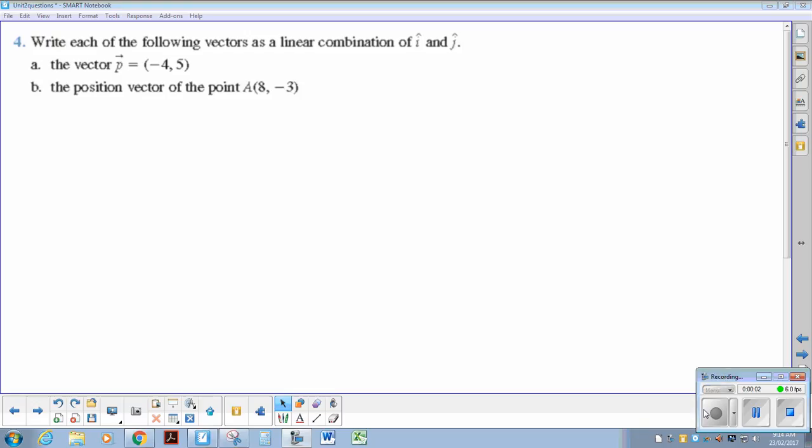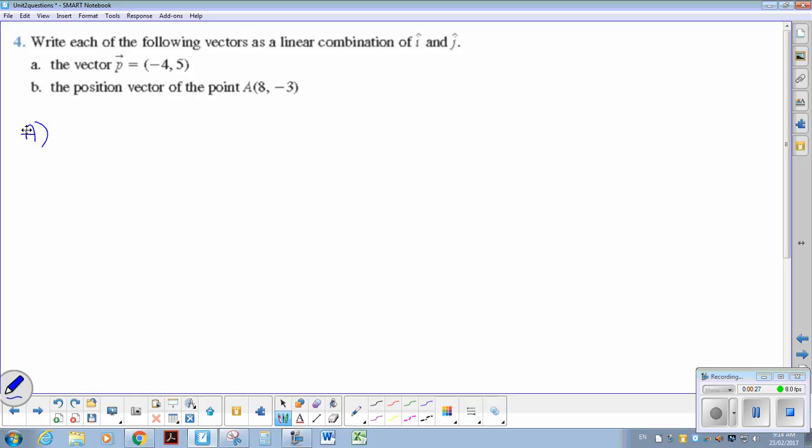All right, from lesson 1 in unit 2 here, I'm on question number 4. And it says write each of the following vectors as a linear combination of i and j. The reason I get a lot of questions is because people think this question is harder than it really is. So I'm going to do the A and B for you, and then you can try the rest, but you're going to see that it's actually not that difficult.